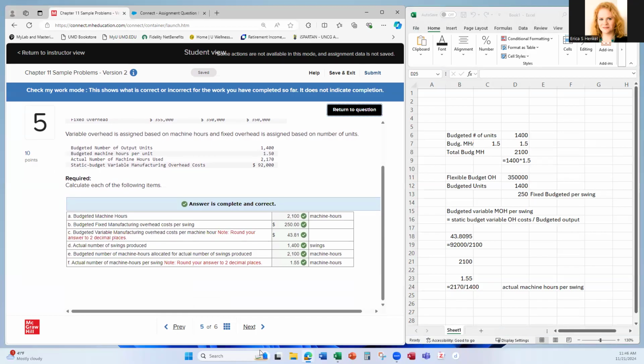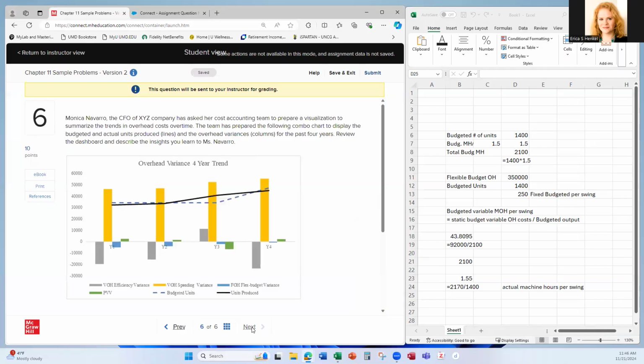And then for problem number 6 here, this one is actually an analysis question, so there's not as much to this one. We've got Monica Navarro, CFO of XYZ company. They asked her cost accounting team to prepare a visualization to summarize the trends in overhead costs over time. That should be a space in there, huh? Typo there. The team has prepared the following charts to display budgeted and actual units produced and the overhead variances for the past 4 years.